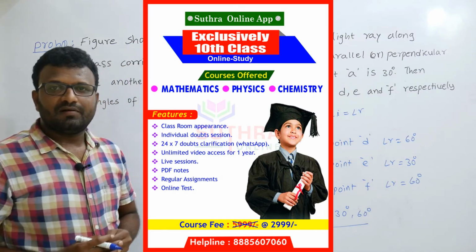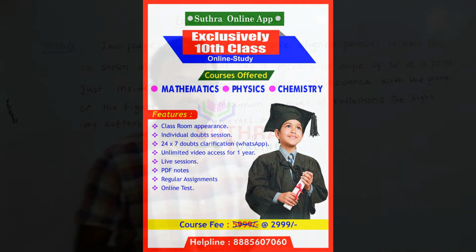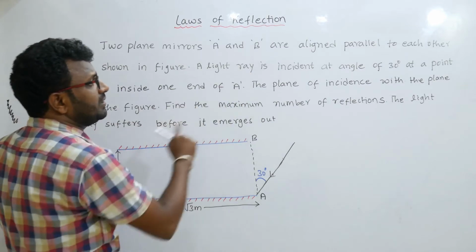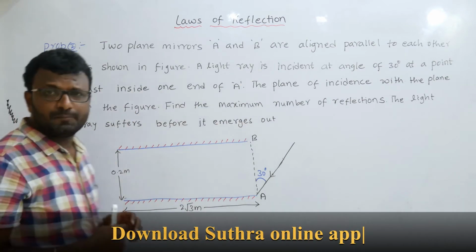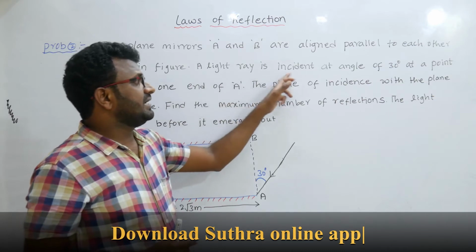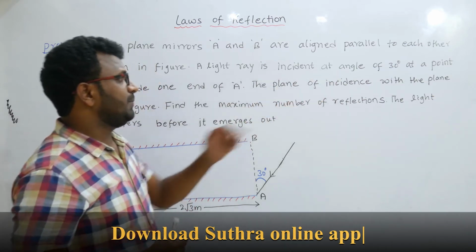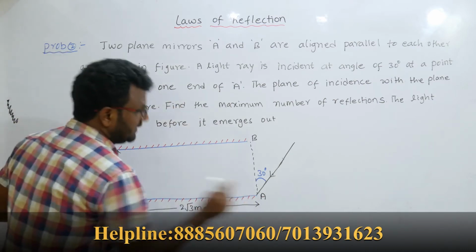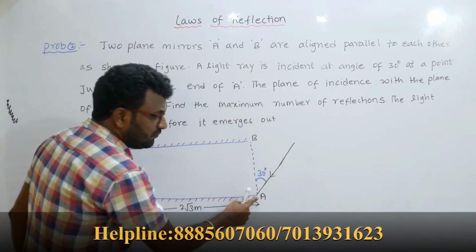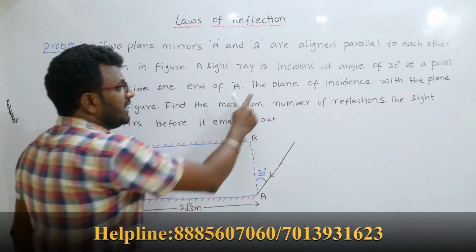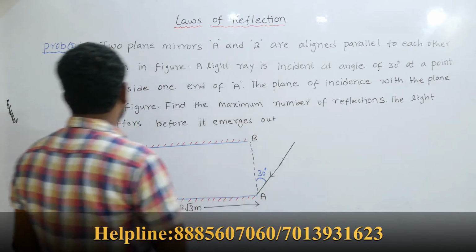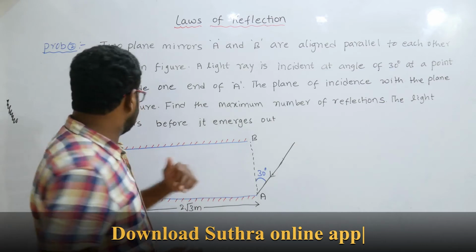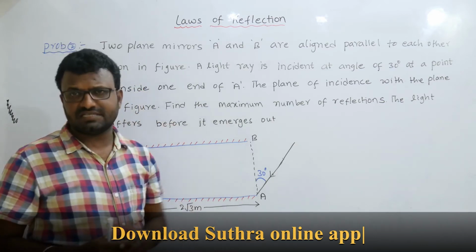Okay, we have to see the second problem. What is given in the second problem? Two plane mirrors A and B are aligned parallel to each other as shown in the figure. A light ray is incident at an angle of 30 degrees at a point just inside one end of mirror A, at the end of the mirror at point A. Now, with the plane of incidence in the plane of the figure, find the maximum number of reflections the light ray suffers before it emerges out.